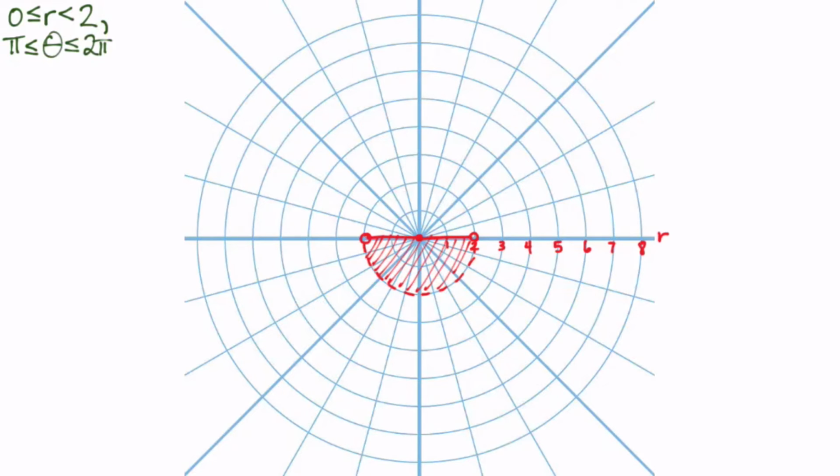Semicircles are polar rectangles. They can be represented as interval cross interval. And here are my 4 vertices for this polar rectangle. I have 0, pi and 0, 2 pi are actually in the same place. Here's 2, pi, and there's 2 comma 2 pi.